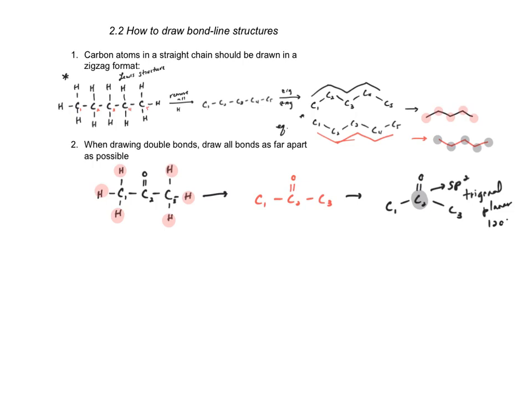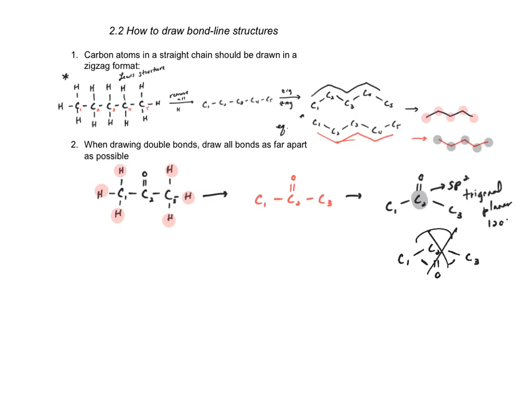What we would not want to do is, say, have our carbon 1, carbon 2, carbon 3, and then let's say put the double bond down here. This would be bad because again, these are really steep bond angles. This is a very large bond angle, so this is not what we want, okay? So make sure when we do have a double bond that we're trying to maintain that trigonal planar geometry.